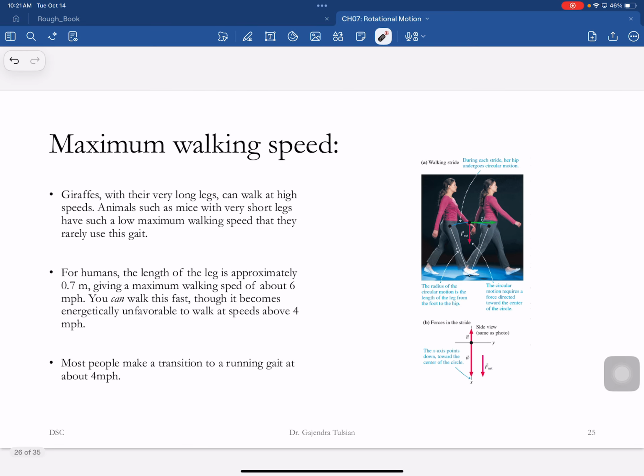Giraffes, which have long legs, can walk at high speeds. Animals such as mice with very short legs have such low maximum walking speed that they rarely walk. So if they're moving, they're running. For humans, the length of the leg is approximately 0.7 meters, giving the maximum speed of about 6 miles per hour. Most people make a transition to running gait at about 4 miles per hour because running becomes more efficient then.